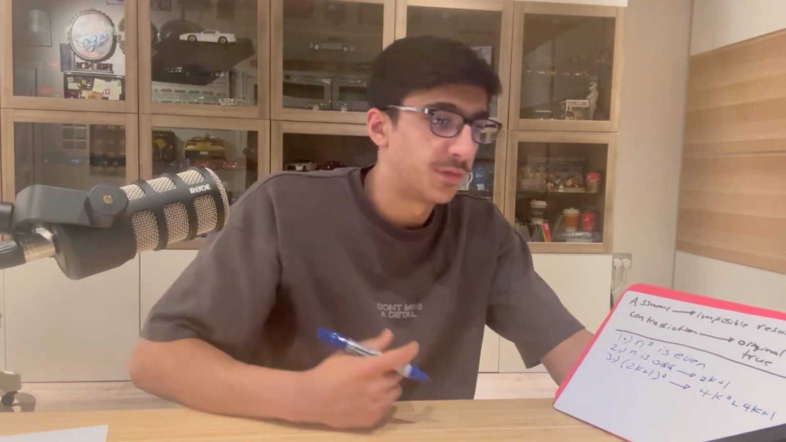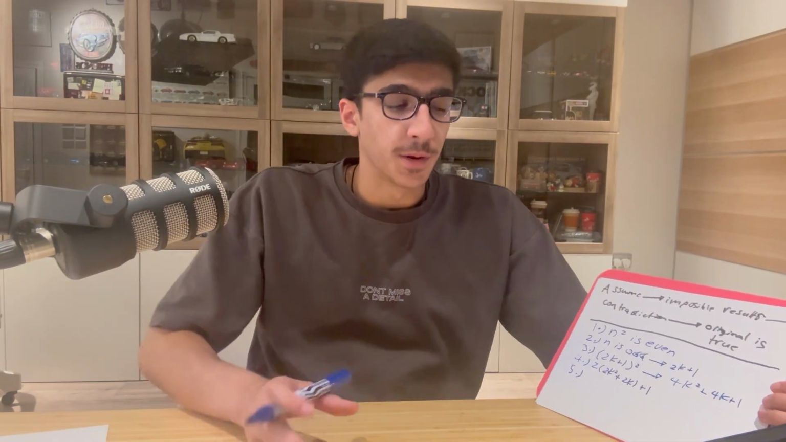Step 4. Now we're going to factor out 2 from the first two terms. So 2 times (2k to the power of 2 plus 2k), also plus 1.